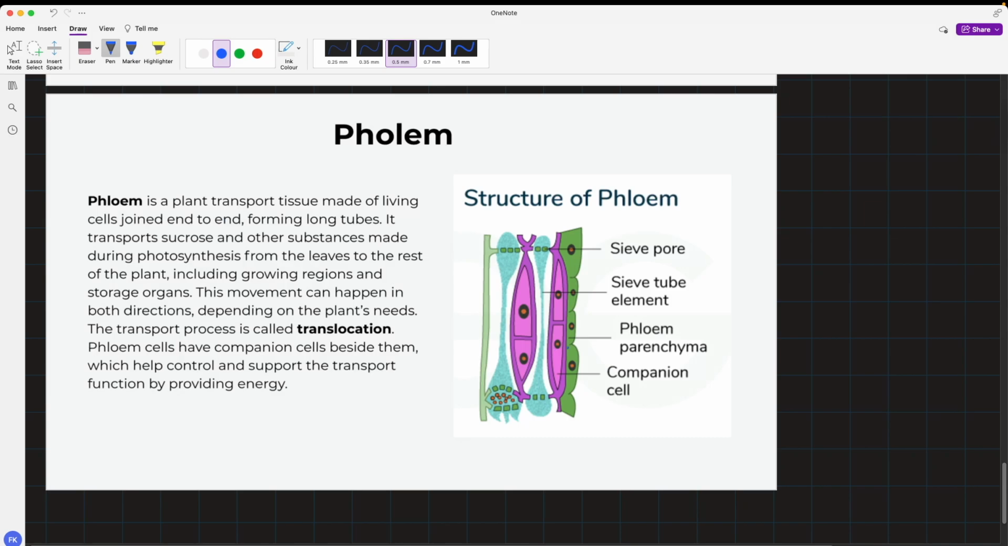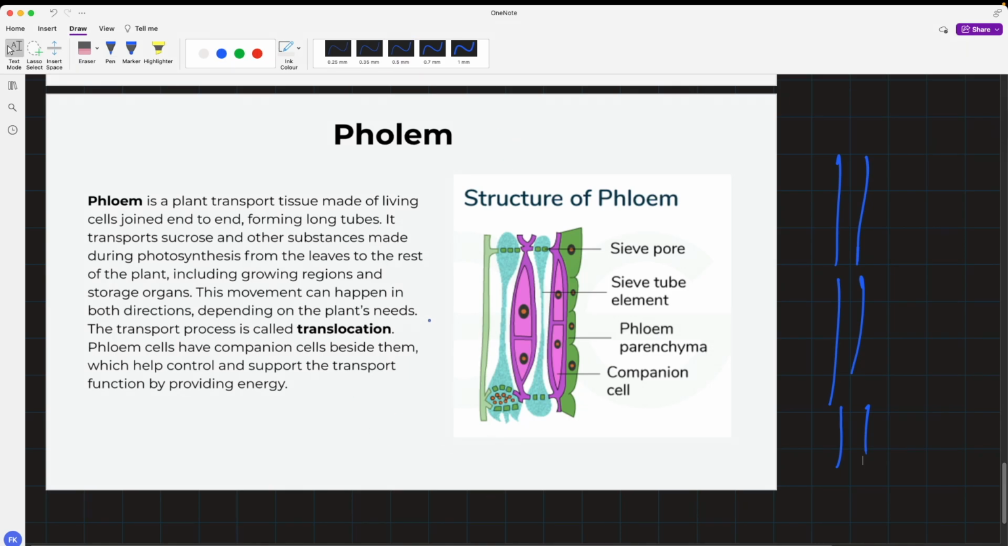As you can see in the structure of phloem, this is the phloem tube, the phloem element, and we have companion cells. The phloem is a plant transport tissue made of living cells joined together end to end. For example, this is one part of a phloem, this is a second part of a phloem. They are joined together end to end, and they are living tissue, okay? They are found in growing regions and storage organs, right? They're found in a lot of regions. The movement can happen in both directions in phloem, unlike in xylem, depending on the plant's needs. The transportation process is known as translocation.